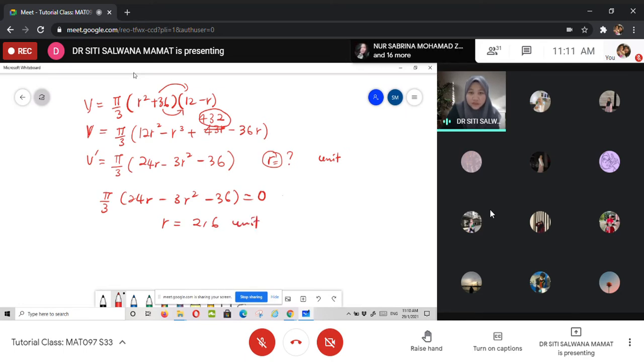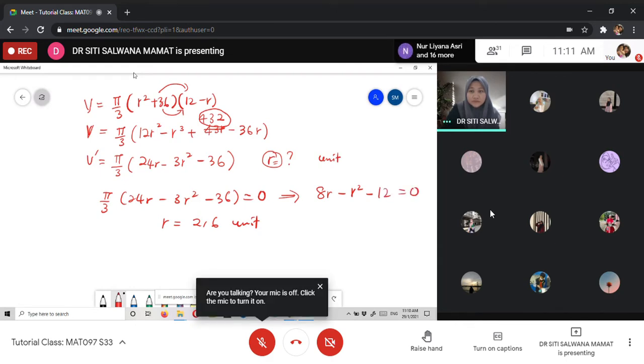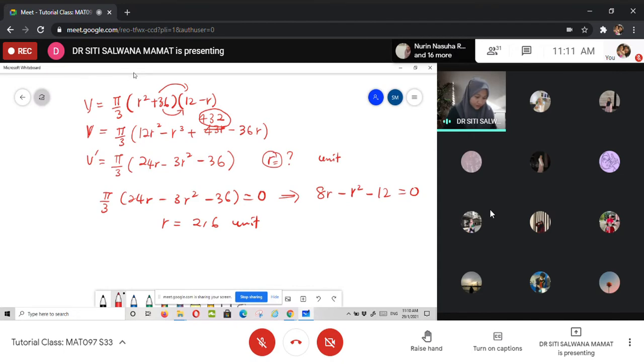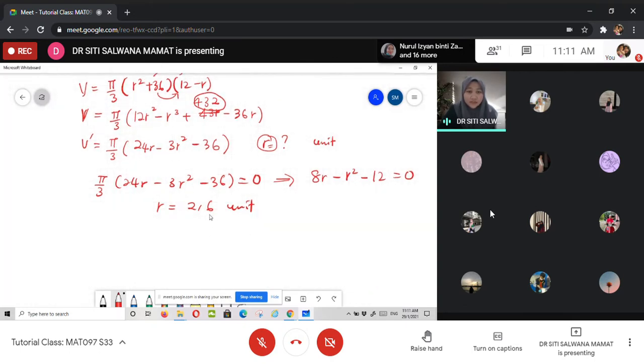Okay, can? This one, when you simplify, you will get everything divided by 3. So you get 8R minus R square minus 12, right? Is equal to 0. Okay, can this one? And then R is equal to 2 and 6 units. Okay, these are the possible values for the radius of the container earlier. So if we think logically, a radius of 6 units will give you the maximum volume, right? The bigger the radius, the more volume we have, right, the bigger.